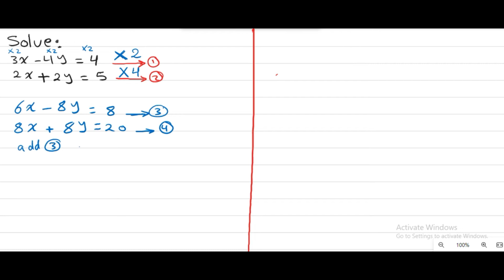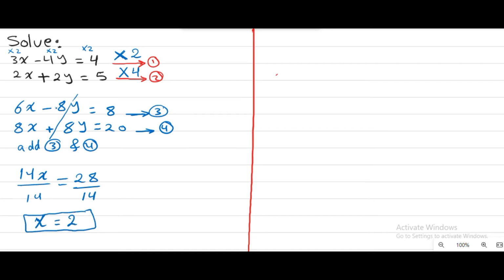But here, equations 3 and 4. Add x with x, y with y, number with number. X with x, it's 14x. Y with y, negative 8y plus 8y, it will be eliminated because it's 0. Equal 28. Divide by 14, so x equal 2.